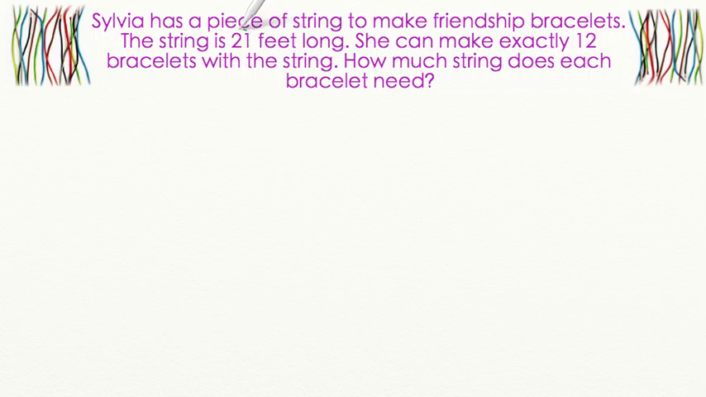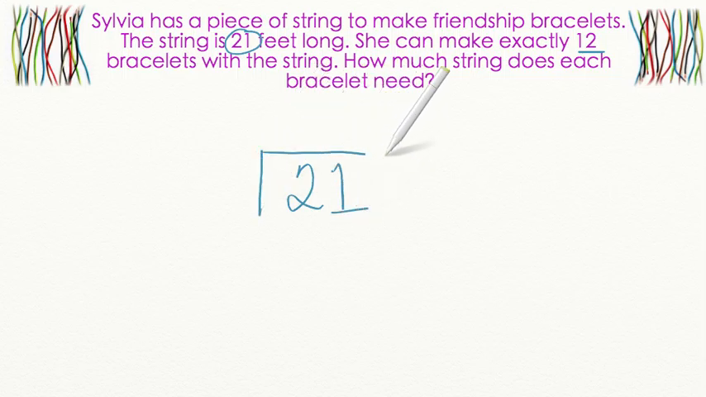We know that we are going to be dividing 21 by 12. So I'm going to set up 21 as my dividend, and then we are going to place 12 as my divisor. All right, let's start with our first step. 12 can't go into the number 2 because 12 is greater than 2. So we need to put a 0 as a placeholder and move on to our next place value.